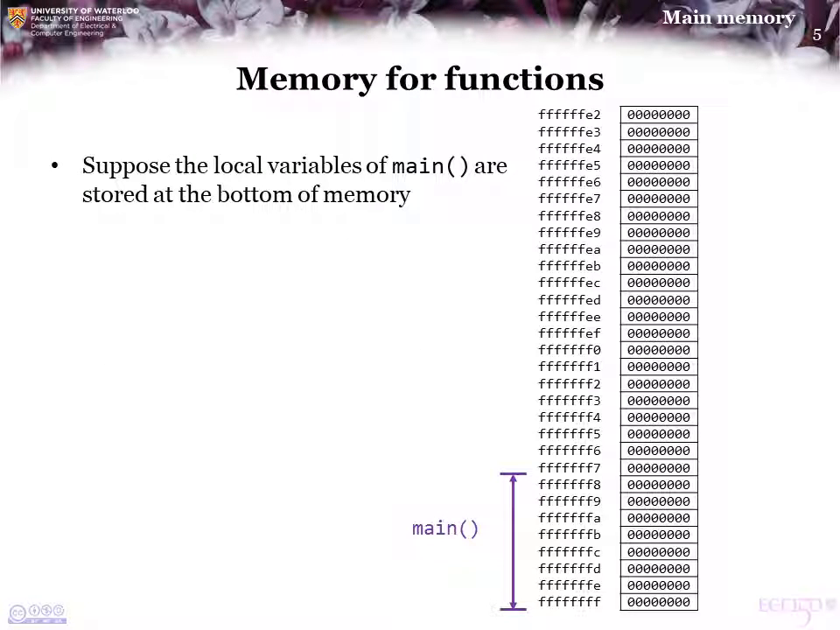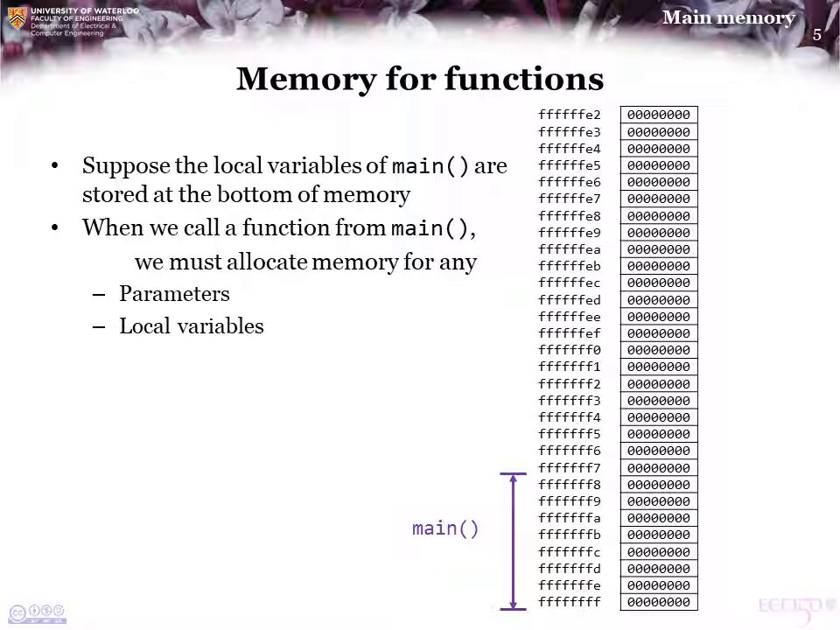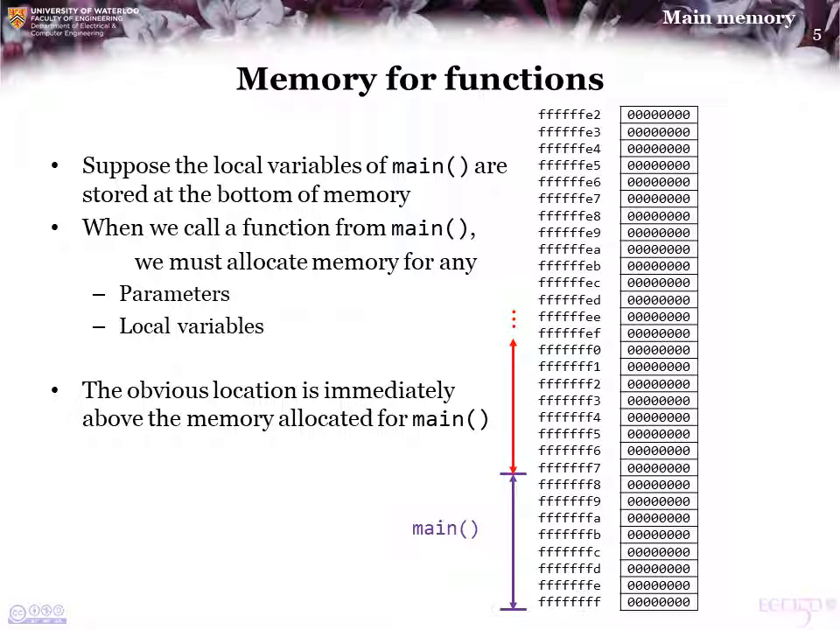Suppose that local variables of main are stored at the bottom of memory. Here we have 8 bytes that are allocated for the local variables of main. So perhaps main has 2 local variables of type int, or perhaps 1 local variable of type double. When we call a function from within main, we must allocate any memory that's required for the parameters of the function we're calling, but also for the local variables within that function. The obvious location is to use the space that is immediately above the memory allocated for main.